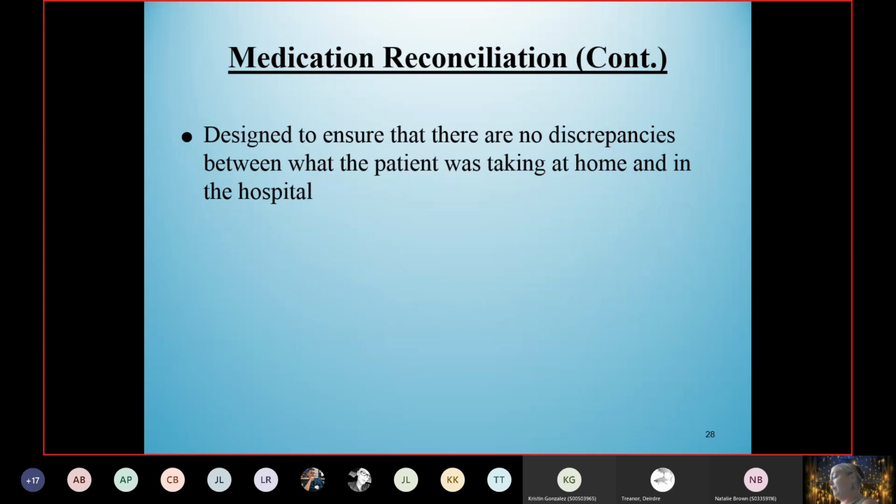Make sure there's no discrepancy between what the patient is taking and in the hospital. Now, that being said, sometimes they may change a dose based on the patient's condition. So if you have a patient with hypertension and they've been taking 10 milligrams of lisinopril and their blood pressure readings are still high, and that's part of why they're in the hospital, they may then increase the dose to 20 milligrams.